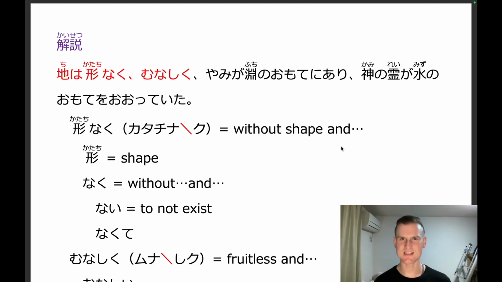Okay, so now that we've looked at the ku or conjunctive form of the i-Adjective, we're going to see how that operates in an actual sentence.